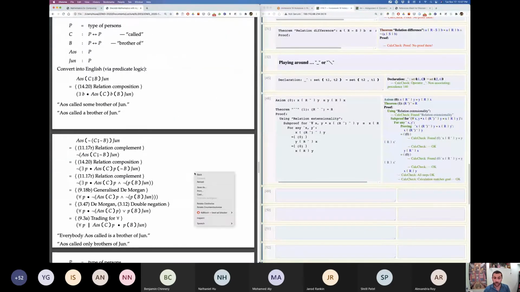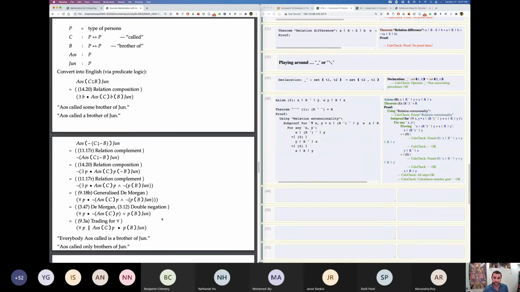I'm not going to spend too much time on this next slide. Just wanted to leave it in there so you could use it yourself. Some of these expressions get really involved, and the nice thing is with relation algebra, they're very easy. So if you think of C as called and B as brother of, this one just says Aus called someone who happened to be the brother of Jun. And that almost nicely reads right here.